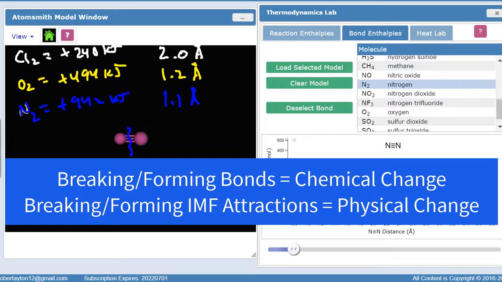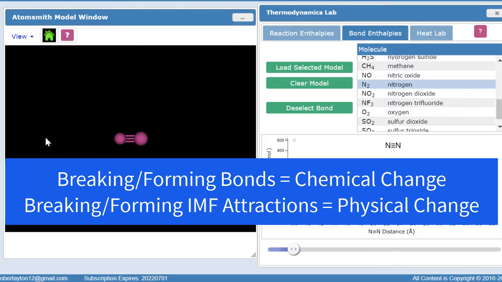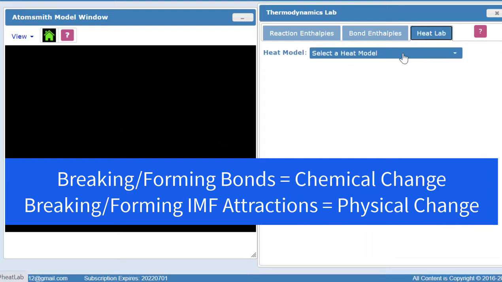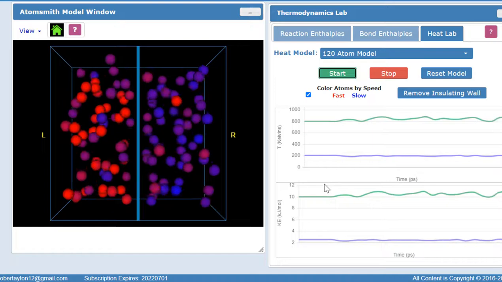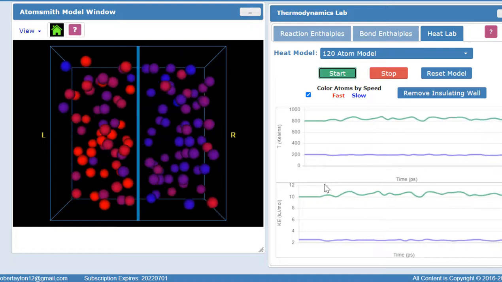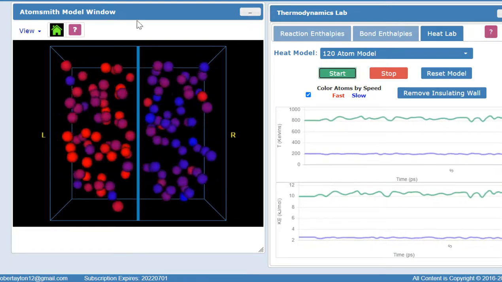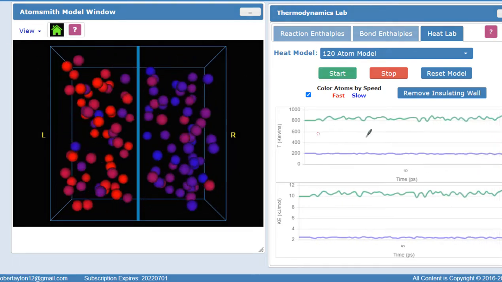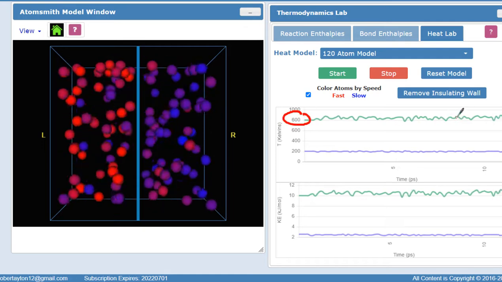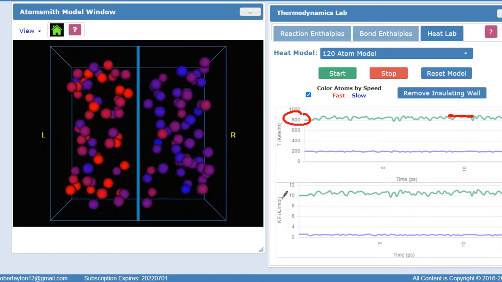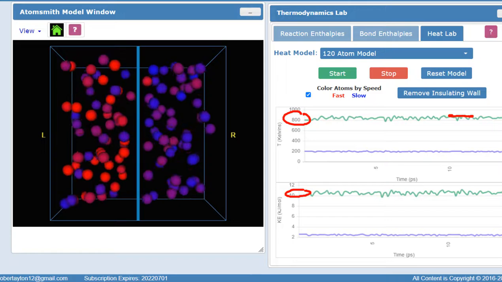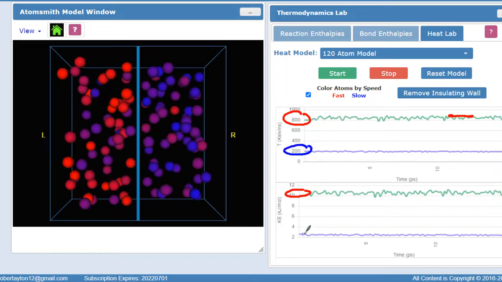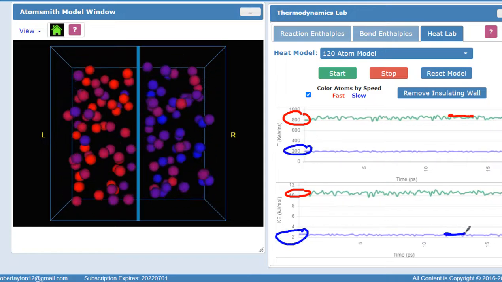And so in any chemical change, we need to break bonds. In a physical change, we're just breaking attractions. But in a chemical change, we are breaking bonds. Here we have a 120 atom model. You can see the red ones are fast, the blue ones are slow. The fast atoms are at a higher temperature, which means they're moving at a higher average kinetic energy, aren't they? Whereas the blue ones are at a lower temperature, which means they're moving at a lower average kinetic energy.